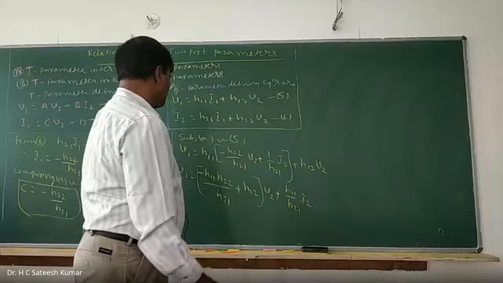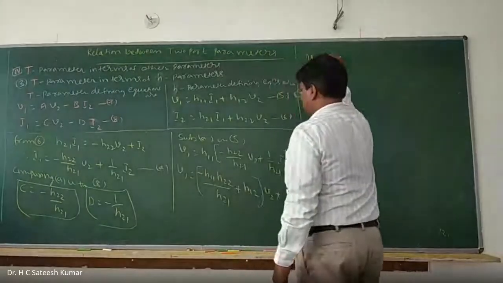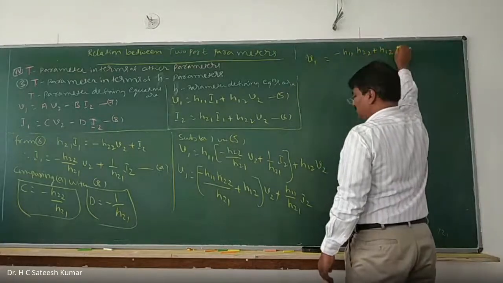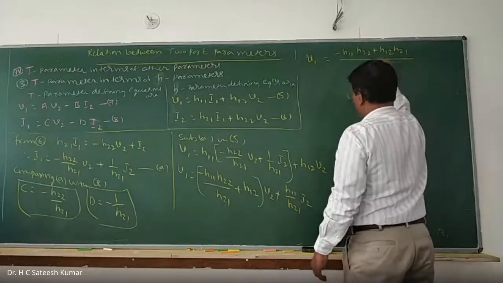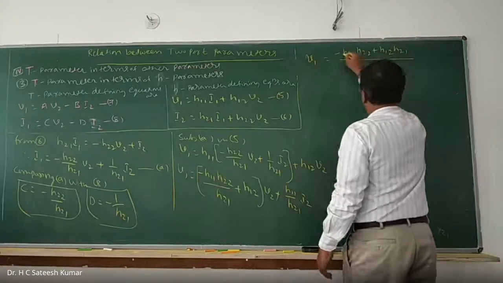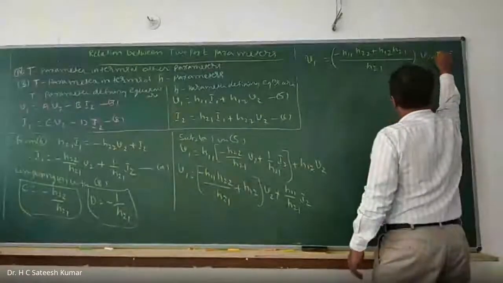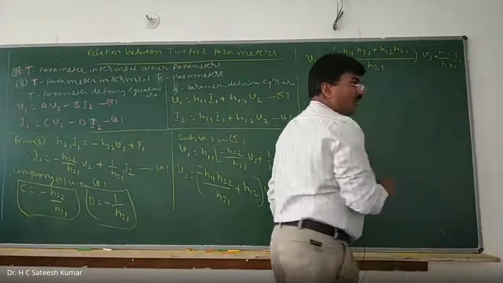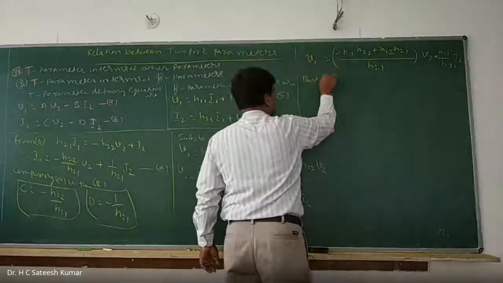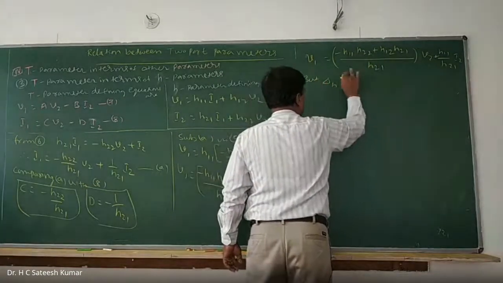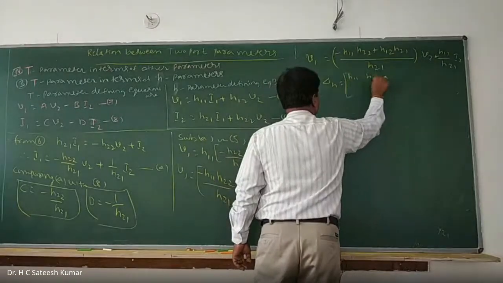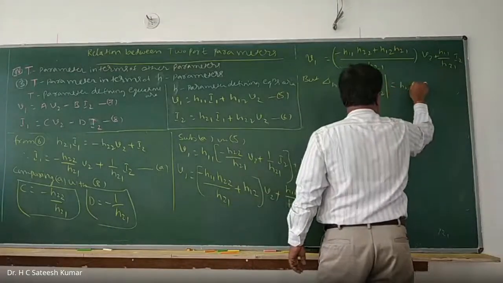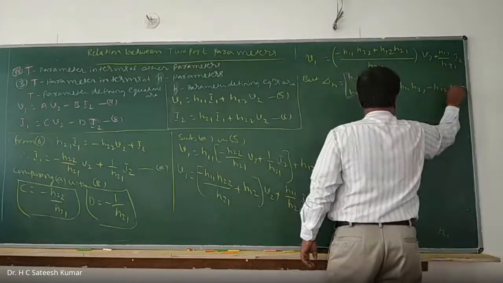Now V1 is equal to, therefore V1 is equal to what? Minus H11 H22 plus H12 into H21 divided by H21 multiplied by V2 plus H11 divided by H21 into I2. Okay, right. But delta H is equal to what? The determinant of H11, H12, H21, H22 is equal to H11 into H22 minus H12 into H21.